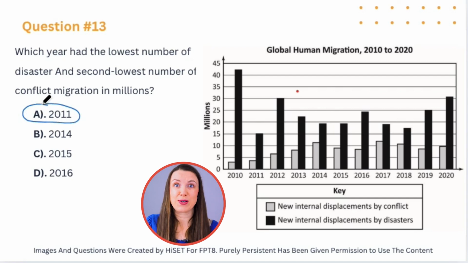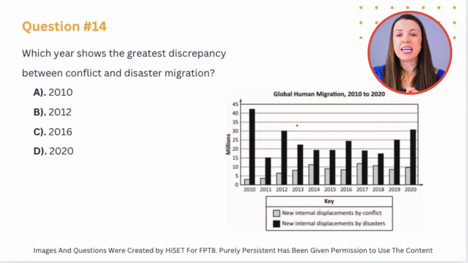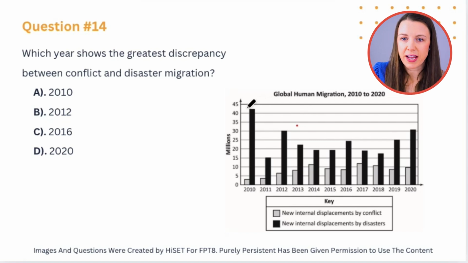A is our answer. Which year shows the greatest discrepancy, that's just a fancy word for difference, between conflict and disaster migration? Okay, so which one has the biggest difference? Well, that's pretty easy for us to tell, right? It's going to be 2010. Look at how high this one is with the disasters and how low the conflict one is. So A is our answer.